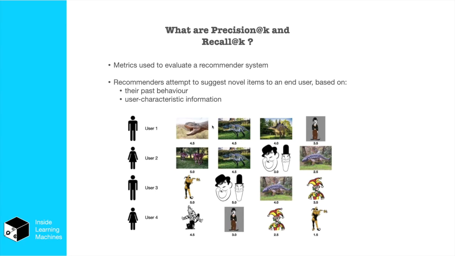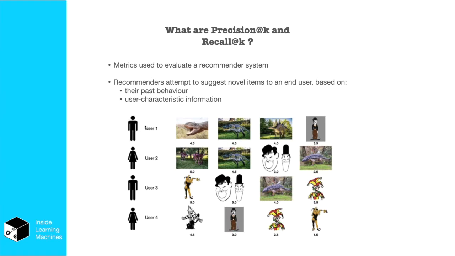Now, there are 2 different genres of movies in this figure, either dinosaurs or comedies. So there are 2 widely different genres here. Now, each user has rated each individual movie that they have watched, and that rating is given below the image. And so a rating of 5 is the best possible rating, whereas a rating of 1 is the worst.